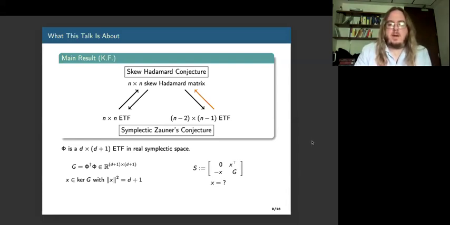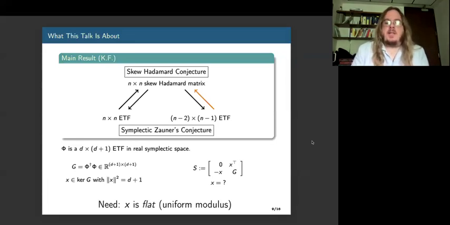Now, it turns out that if I do this, all the algebra works out. But what I need to have happen is that X has to be flat. That is, X has uniform modulus through all of its entries. And because of the way that I've scaled it, that'll say the entries of X are plus or minus 1. That's actually all I need to finish up this proof.